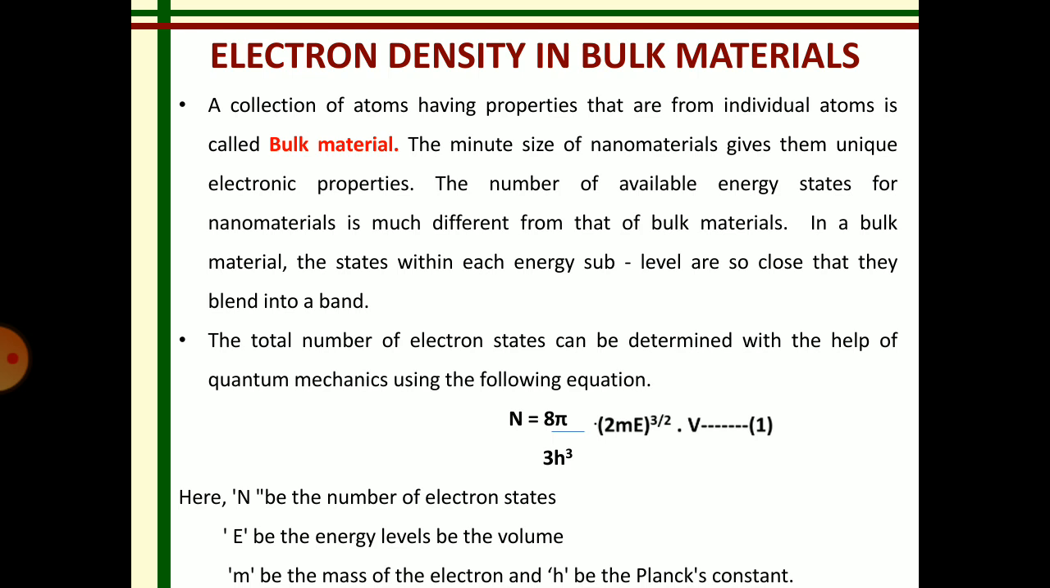In this case, the total number of electron states can be determined with the help of the equation capital N is equal to 8 pi divided by 3 h cube into (2me) whole power 3 by 2 into V. You have to take this as equation number 1. Here capital N is the number of electron states, E the energy levels, and m the mass of the electron.